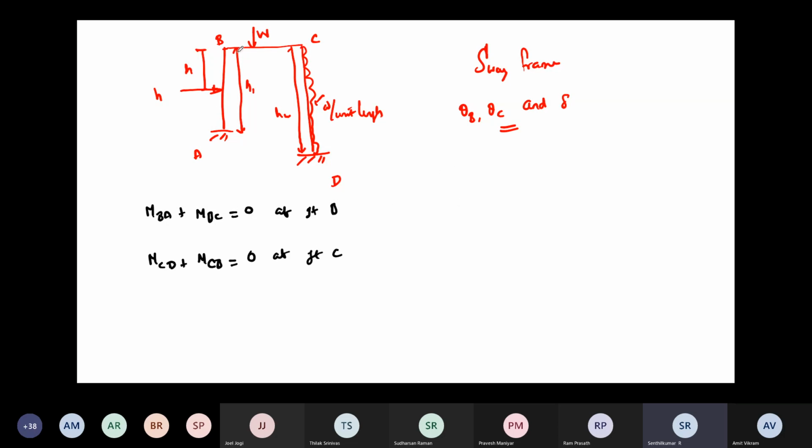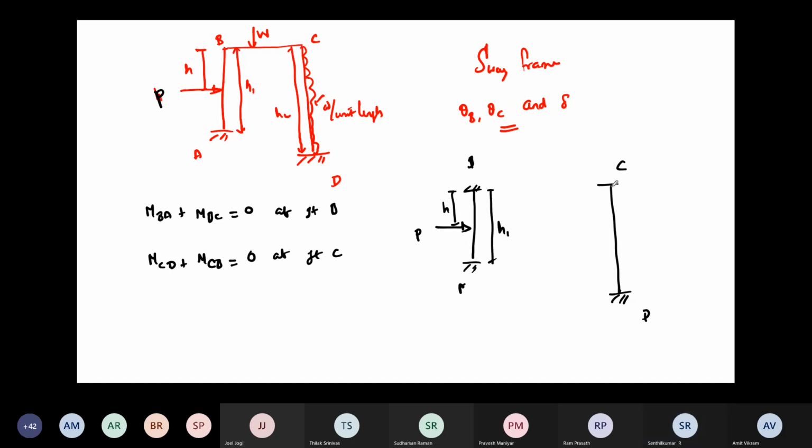Now I'm going to disintegrate the members. First we unlock the members and lock all the joints. Here I have A, B, C and D. This is a lateral load P at height h1, and here there is a UDL W over height h2. Another beam is there, but no need to worry about the beam.